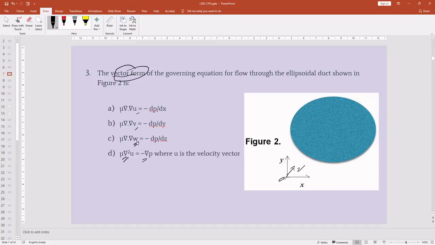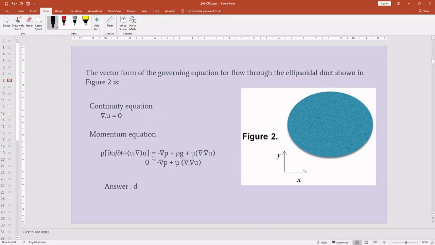Then again, it's wrong because when we are using the del term, we won't be using the component. We will be taking it as a vector itself. So here it's explicitly written as u is the velocity vector. That is u is ui plus vj plus wk. So here it's written u is the velocity vector. So the only suitable answer is option D.